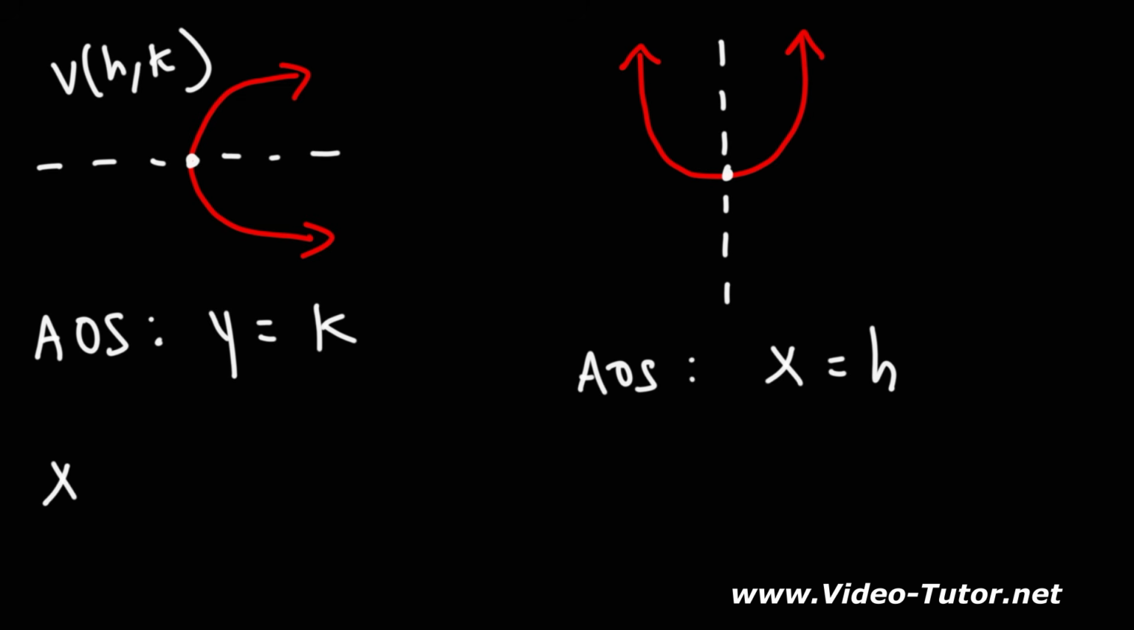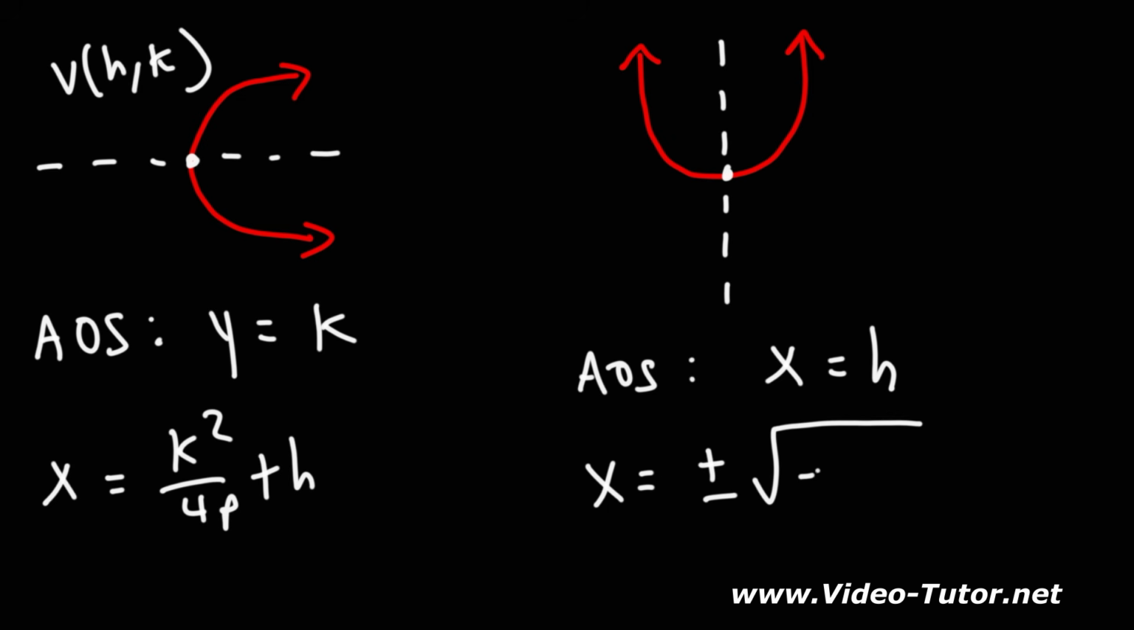Now the x-intercept for a parabola that opens to the right or to the left is equal to k squared over 4p plus h. For the one that opens up or down, x is equal to plus or minus, so there's potentially two of them, the square root of negative 4pk plus h. By the way, notice that when it opens to the right or to the left, you can only have one x-intercept.